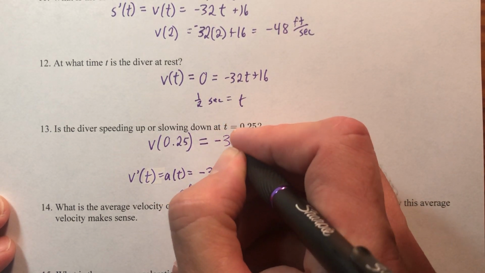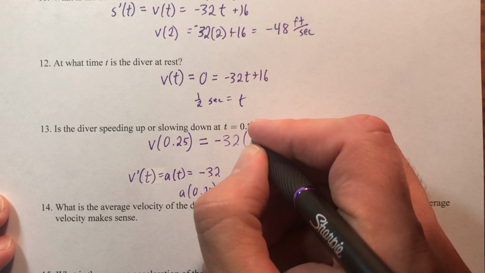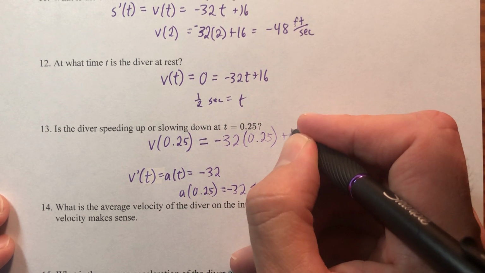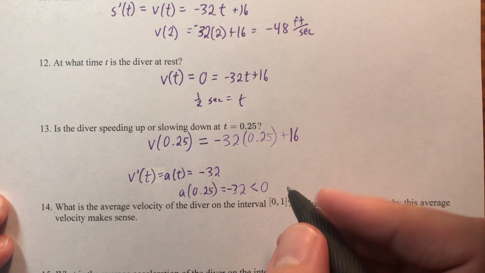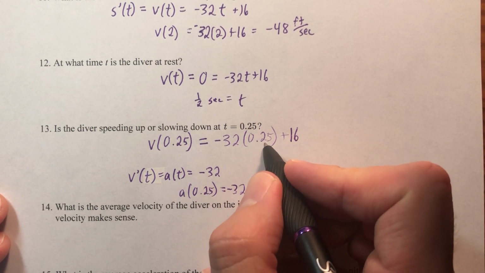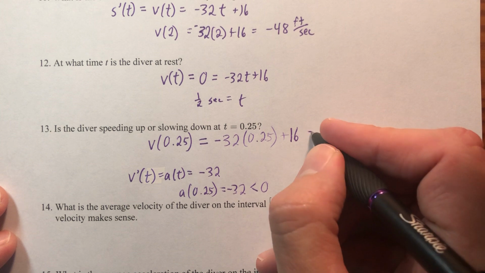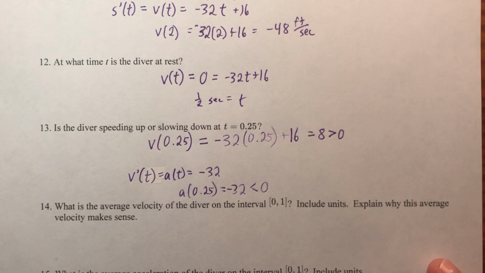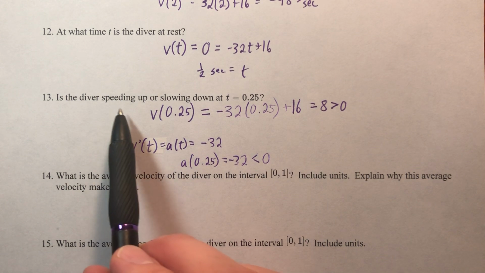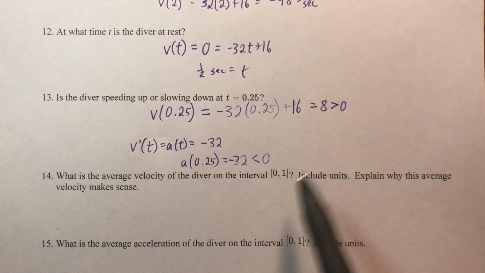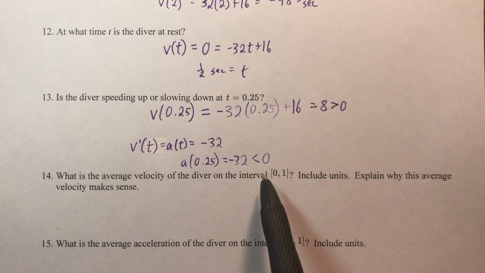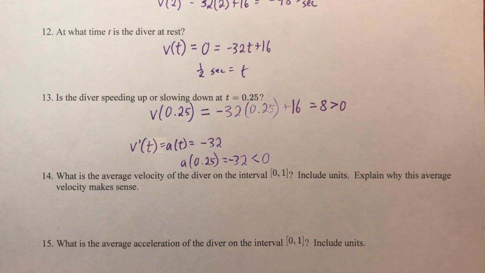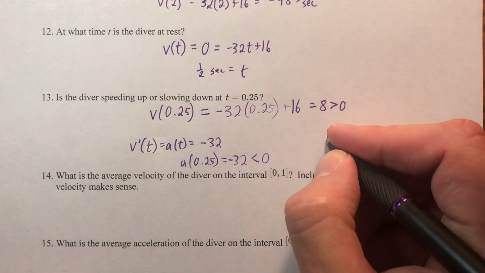So -32 times 0.25 plus, come on, pen. There we go. See, it works. Just got to coax it a little bit. So -32 times 1/4, that'd be -8. -8 plus 16 is +8, and that is, of course, positive. So here's what we're dealing with. When I'm asked about if something is speeding up or slowing down, I need to compare the signs of velocity and acceleration. And so I have a positive velocity but a negative acceleration, and therefore the diver is slowing down.